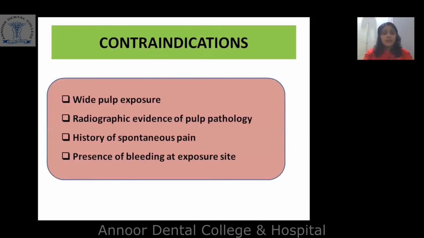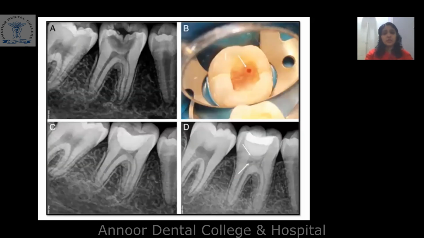But the contraindications are: there should not be any wide pulpal exposure, there should not be any radiographic evidence of pulpal pathology, history of spontaneous pain, or presence of bleeding at the exposure site. In these conditions, you cannot do a direct pulp capping. Here in this picture, you can see a pinpoint bleeding where you can avoid a root canal treatment when the patient is asymptomatic.